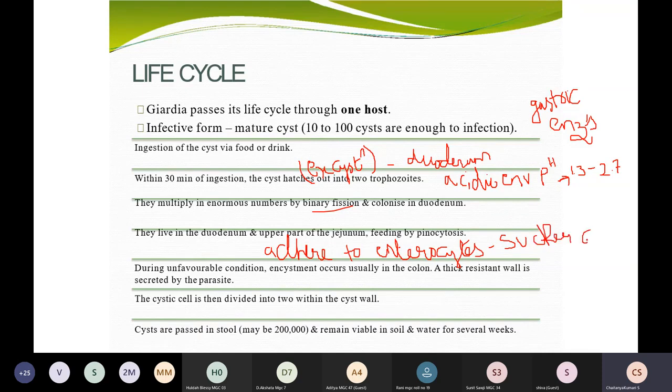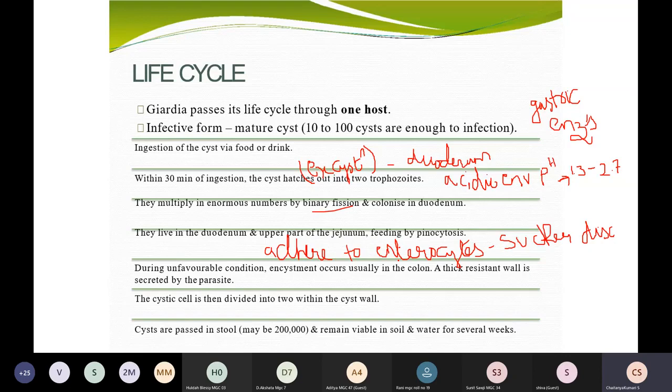The sucker disc. If you look at the structure of the trophozoite, it consists of two sucker discs, the big circles. Those will be helpful in attachment to the enterocytes, the lining of the duodenum, which is made up of epithelial cells. They will adhere to these epithelial cells with the help of the sucker disc.